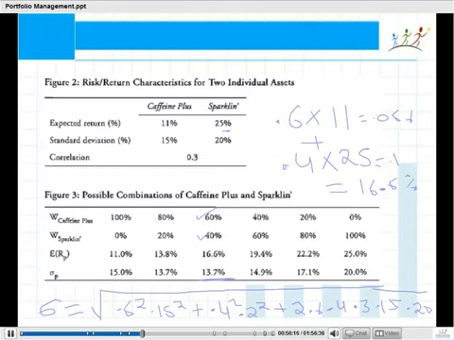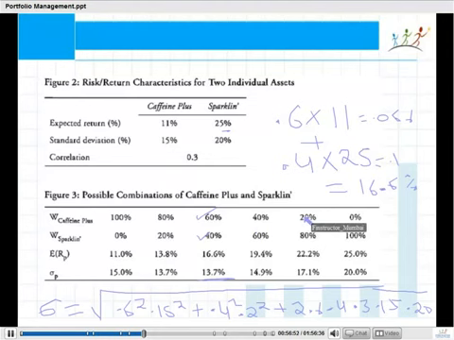So this was the case when Caffeine Plus was 60% in my portfolio and Sparkling was 40% in my portfolio. Can I compute the expected risk and return of my portfolio under various circumstances? If I had 100% Caffeine Plus and 0% Sparkling, then what would be the risk and return? It would be the same as that of Caffeine Plus. It would be 11% expected return and 15% expected risk.